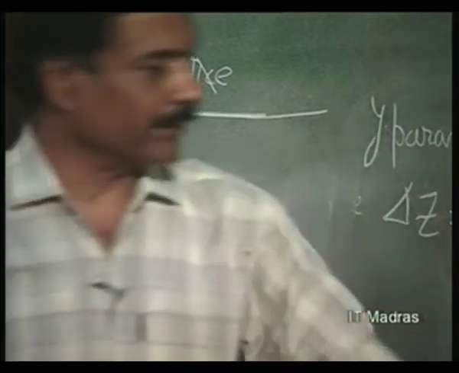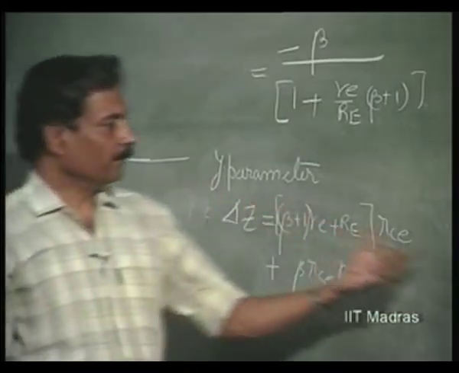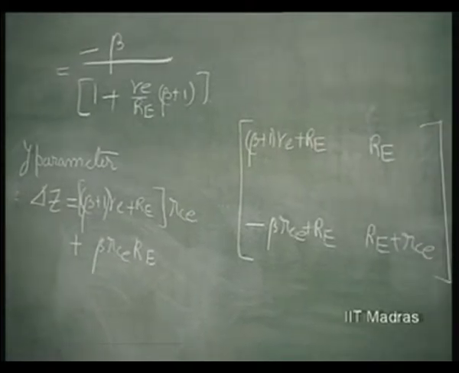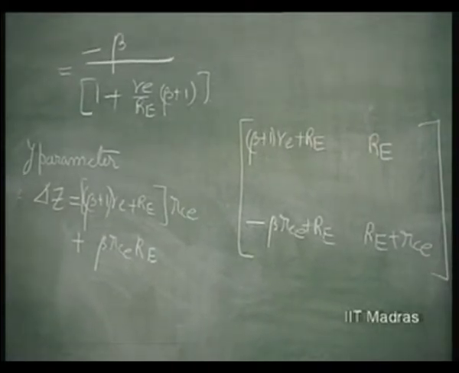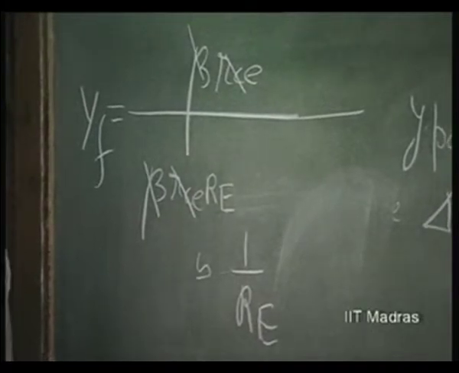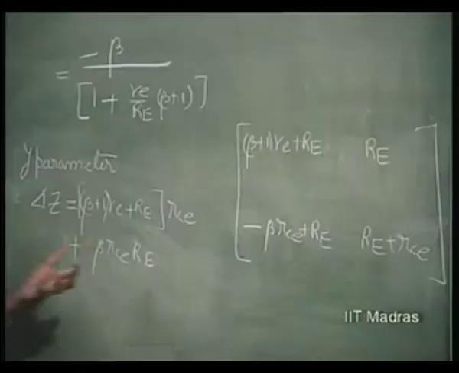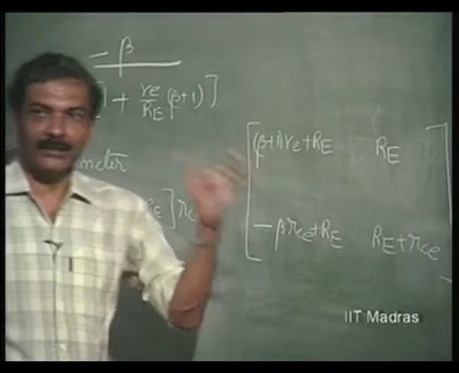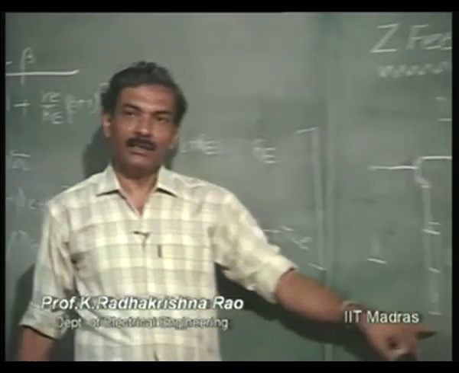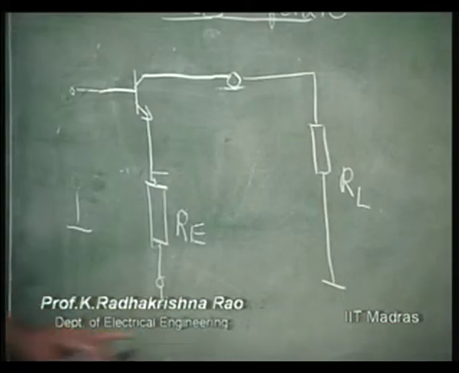So, this part, that is the yf of the modified thing, is approaching 1 over RE. So, it is nothing but a voltage controlled current source whose forward transfer parameter is simply 1 over RE. Right.